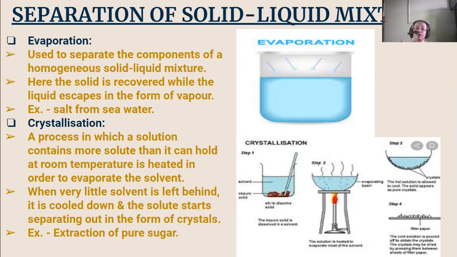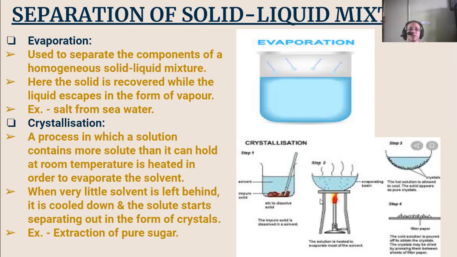For example, the extraction of pure sugar. Pure sugar can be extracted in this way. See the picture, you can see the crystals. First we are dissolving the solute in this mixture. Now we are heating it, more of the solute will get dissolved. Then we are cooling it, see, the solid is crystallizing out. If the liquid evaporates, more crystals will come out from the mixture.